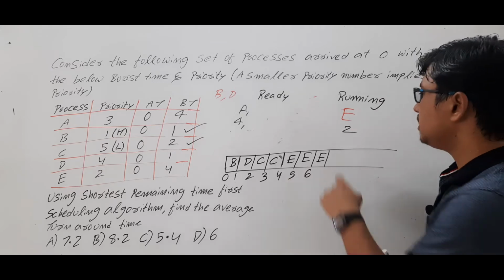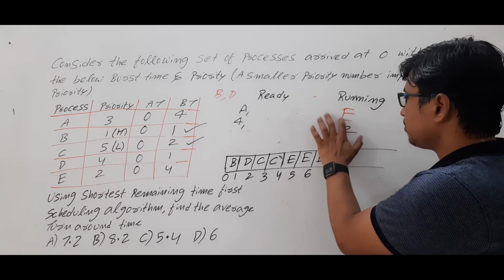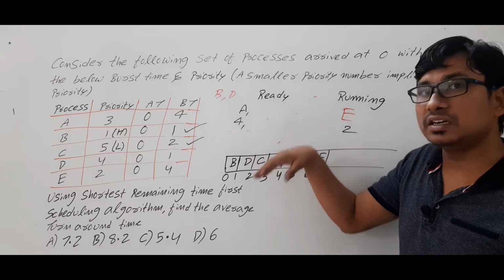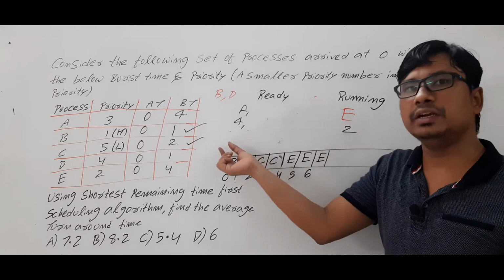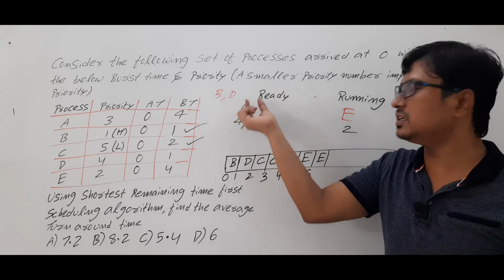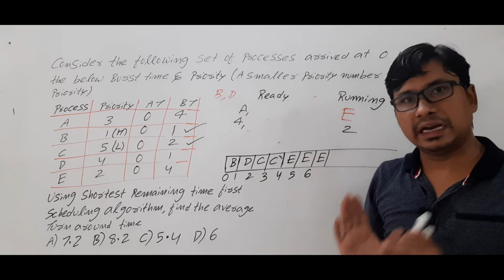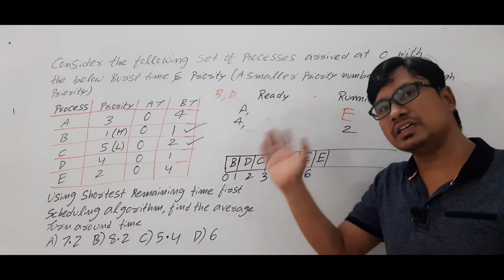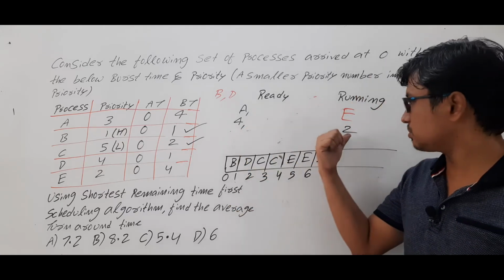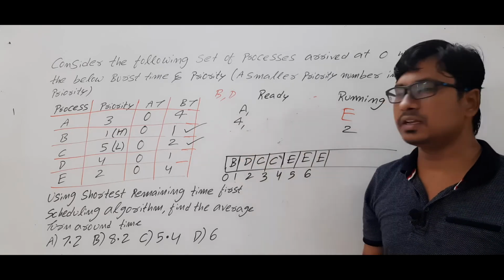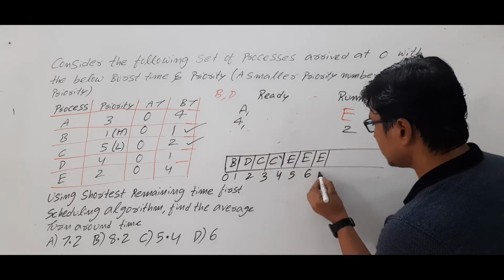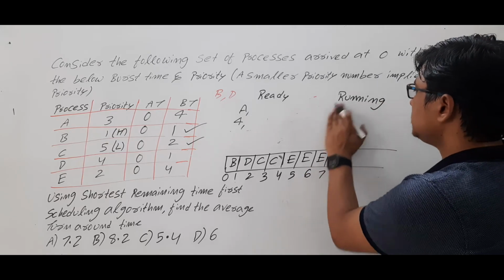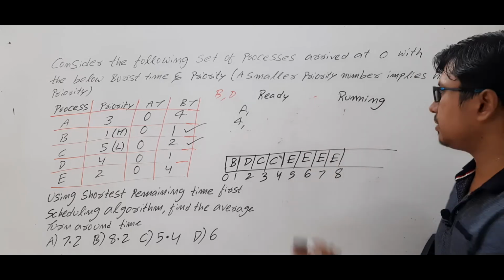Is it clear? Suppose process E has 2 units of time remaining, and any process in the ready state has less burst time, then it will be preempted and the process which has the less burst time in the ready state will be scheduled to the running state. So there will be a context switching. But here the process in the running state has the less burst time as compared to the process in the ready state. So the same process will be running till 8 units of time. Is it clear? So process E has completed its task at 8 units of time and will go to the terminated state.